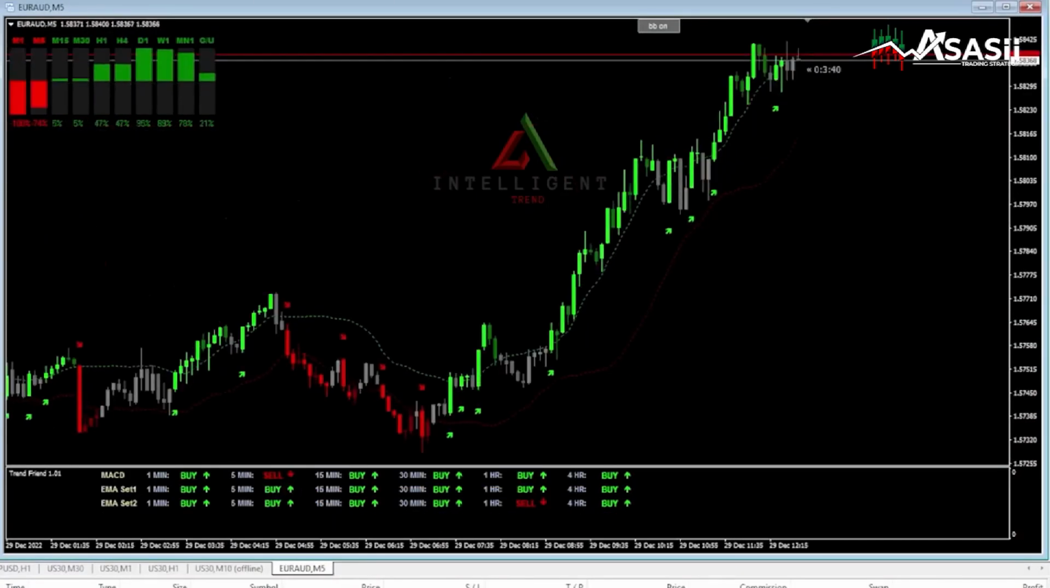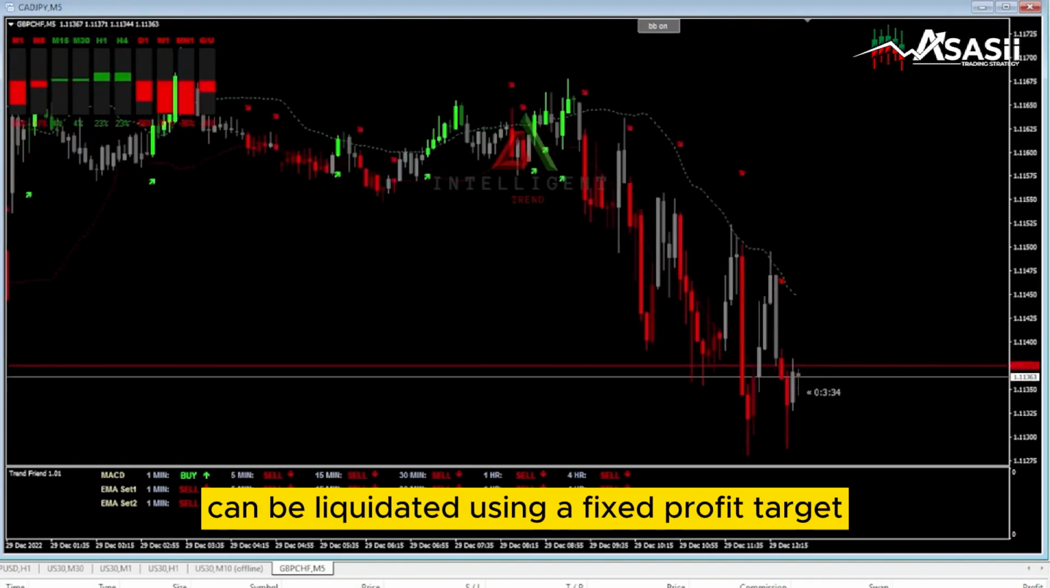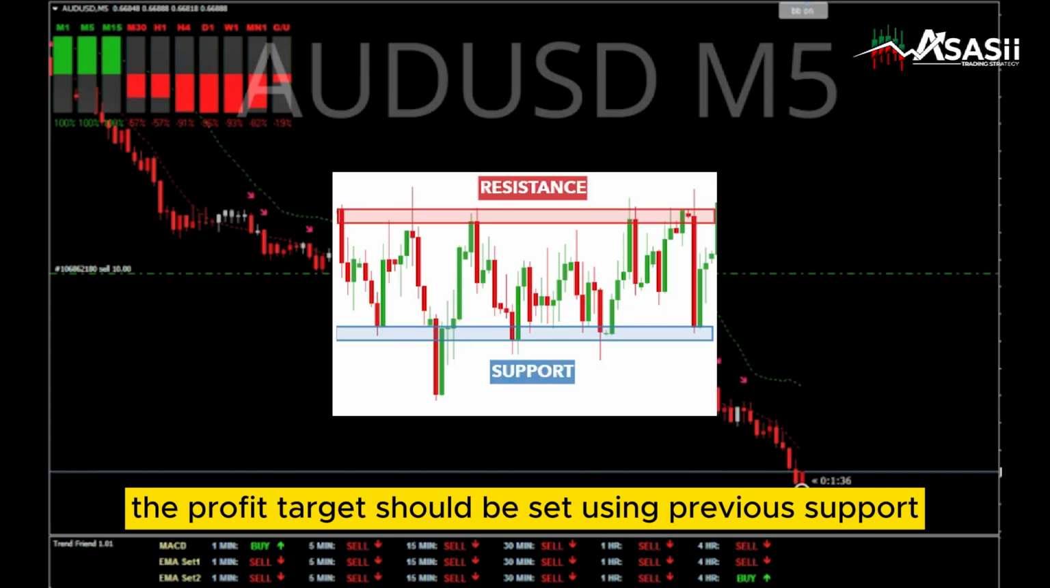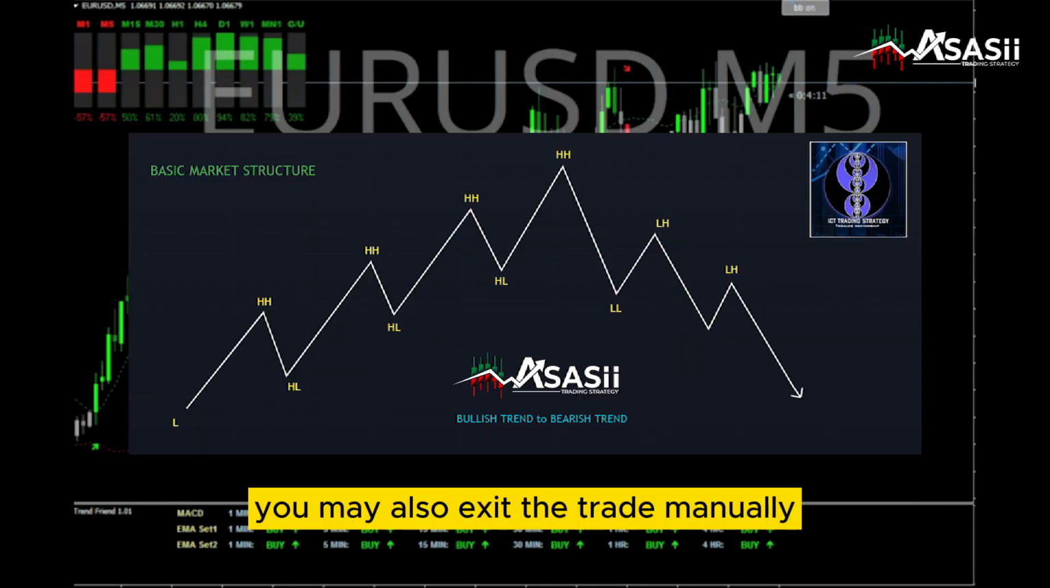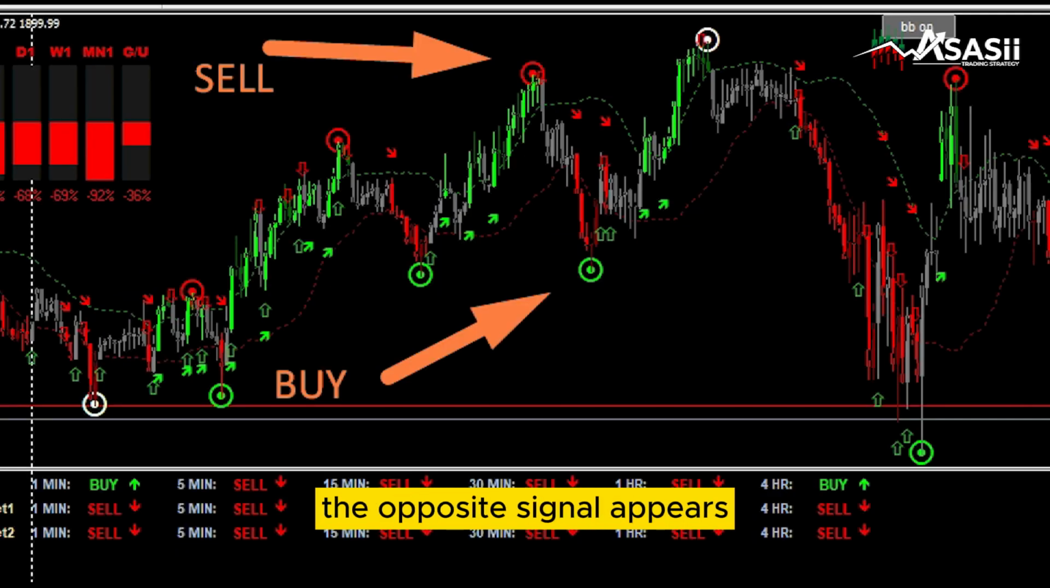Trade exit. Any positions with this Forex trading indicator can be liquidated using a fixed profit target. Alternatively, the profit target can be set using previous support, resistance, or high-low level as a reference point. You may also exit the trade manually if the conditions of the system reverse, or the opposite signal appears.